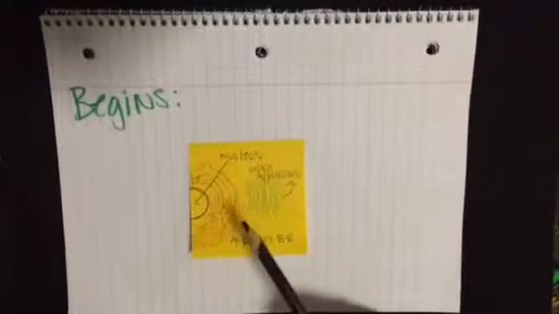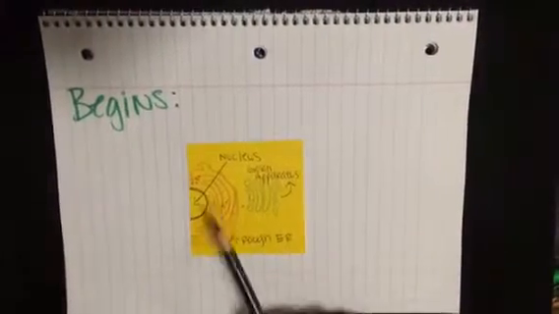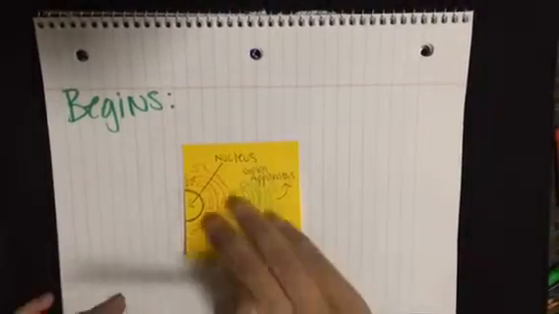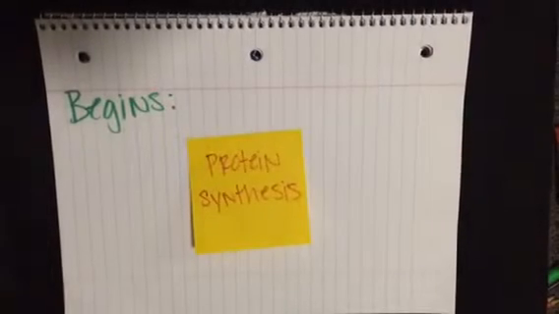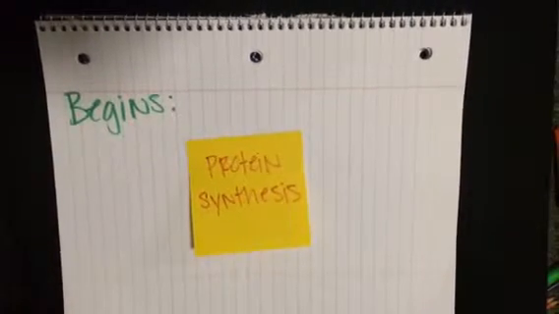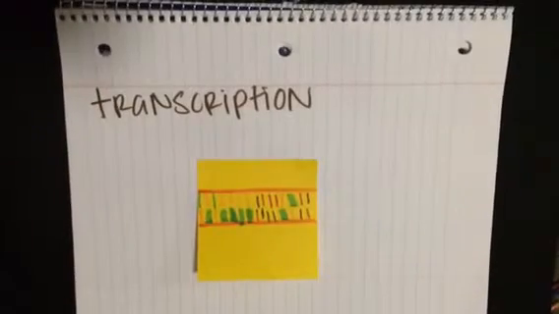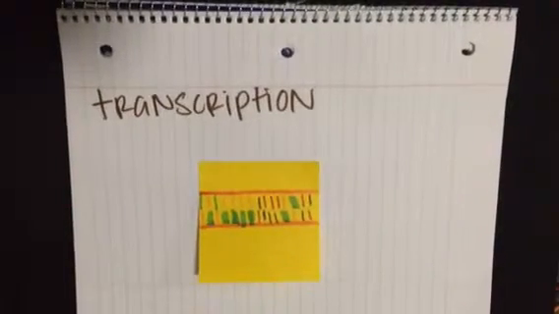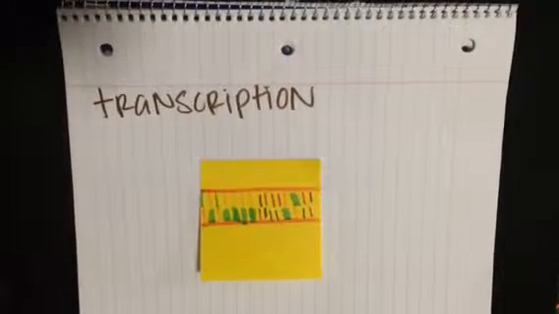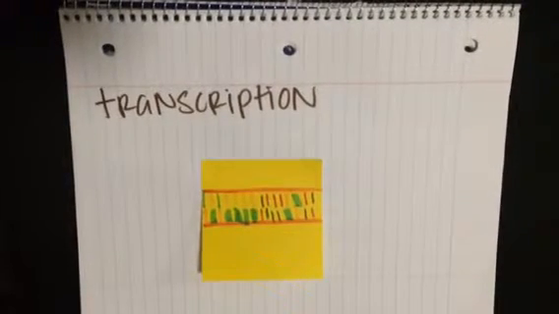It all starts out with the beginning of the nucleus, and it starts with protein synthesis. Protein synthesis is transcription, translation, and post-translation modification. Transcription is basically taking information from the DNA and shorthanding it. This is what the mRNA does.